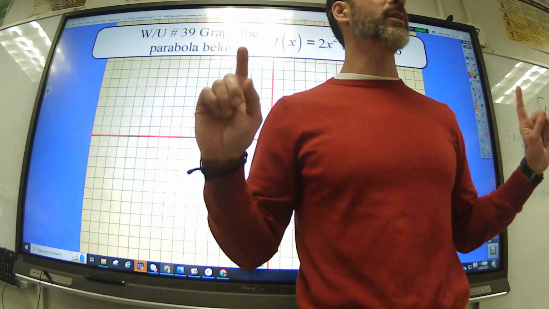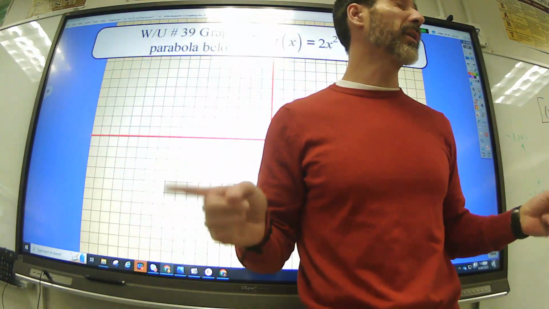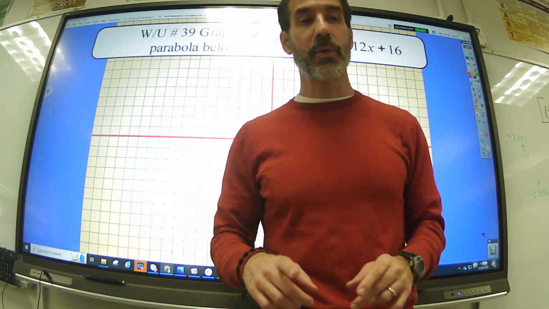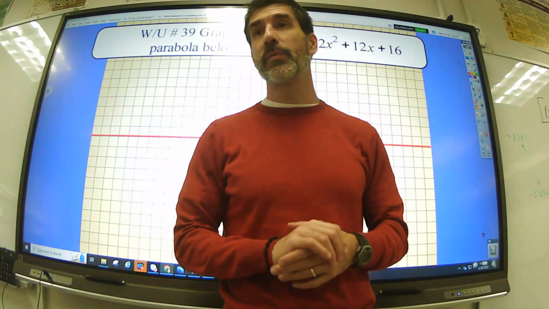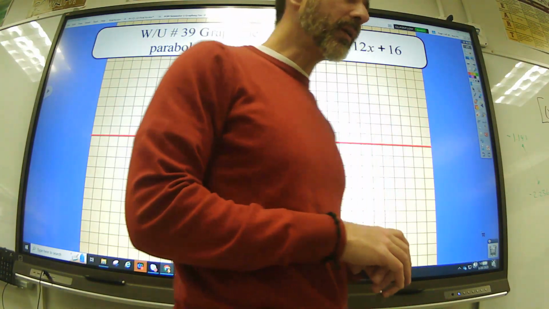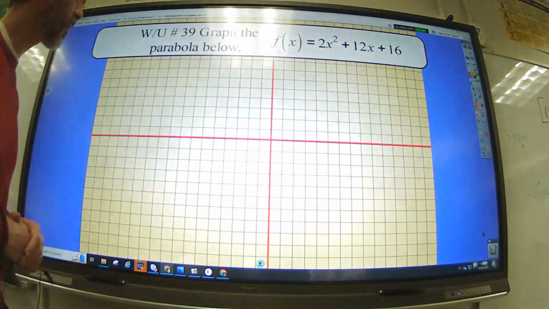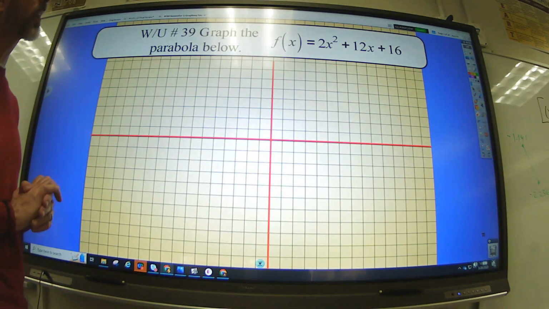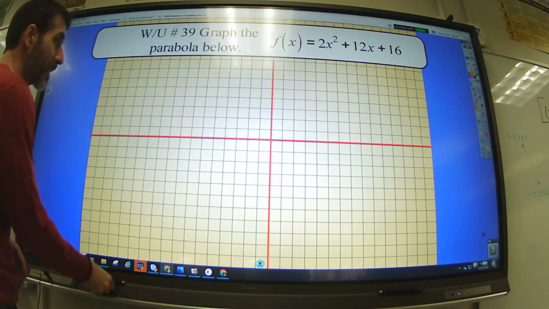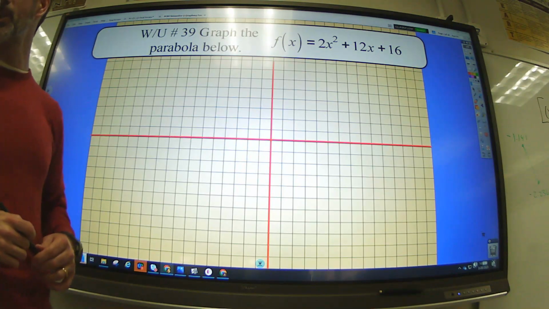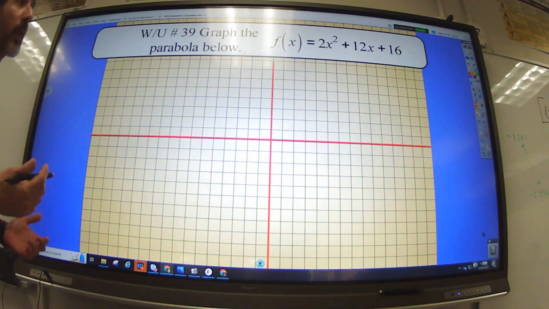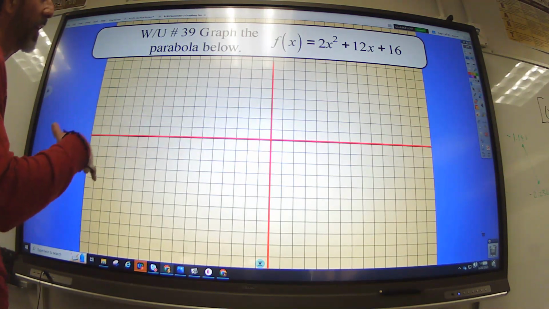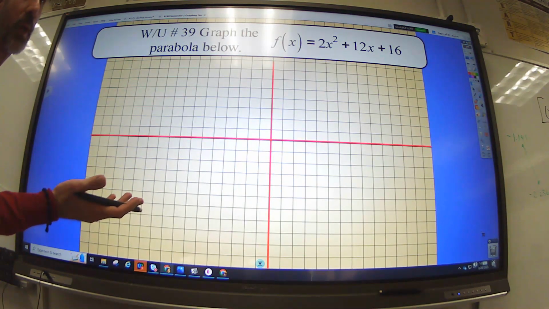So anyway, this is the semester quarter 1, quarter 3, Math 3 Honors final review. Okay, so here we go. First question, graph f of x equals 2x squared plus 12x plus 16. We want to put this in graphing form first. In order to do that, I got to factor, and then I got to complete the square.